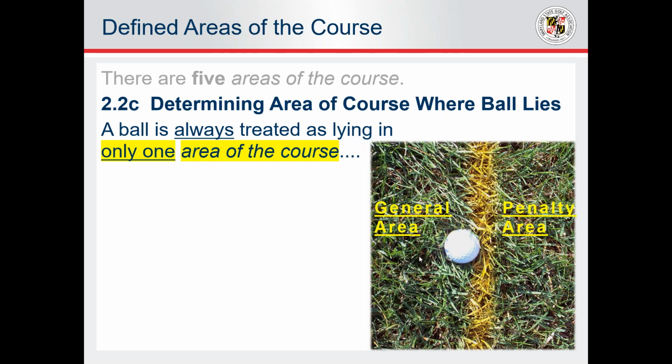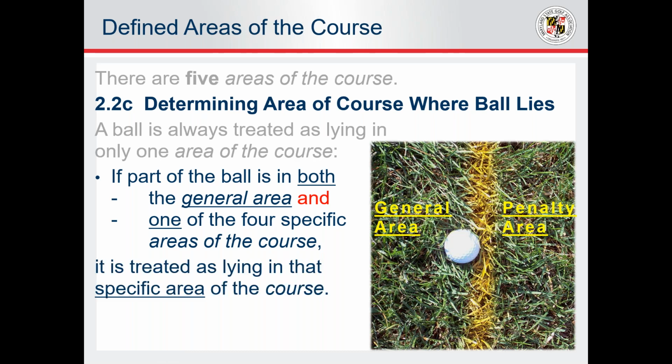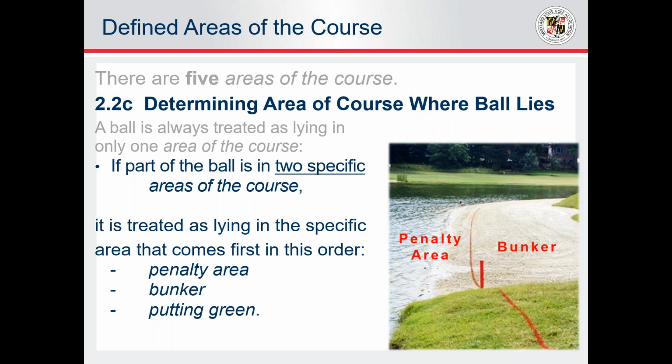In this example on the right, we have a ball that's in the general area, but it's touching a penalty area line. If part of the ball is in both the general area and one of the 4 specific areas that we covered on the course, it's going to be treated as lying in that specific area. So even though the ball is in the general area, it's touching a penalty area, so we're going to treat that ball as being in the penalty area. That's the best way to remember this: if you've got a ball in the general area, but it's touching one of the 4 specific areas, we're going to treat it as being in that specific area.